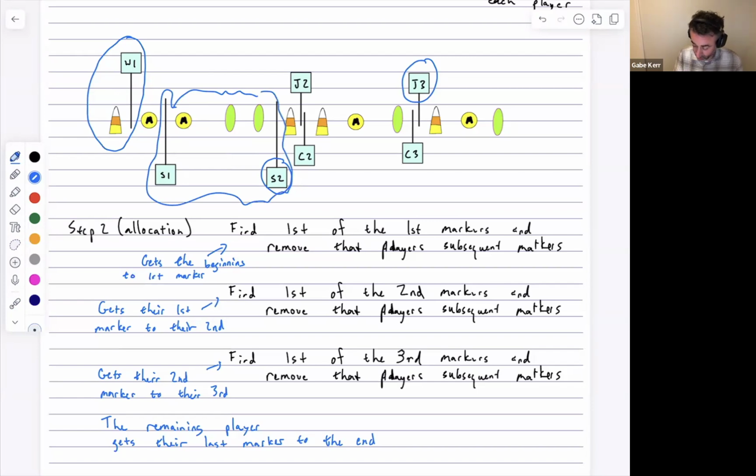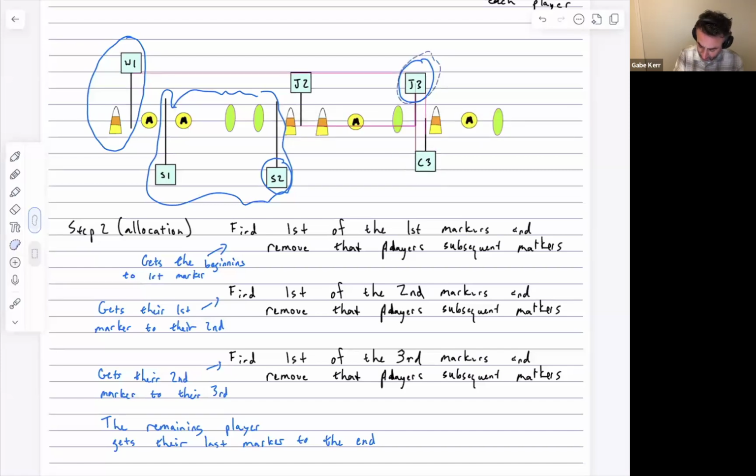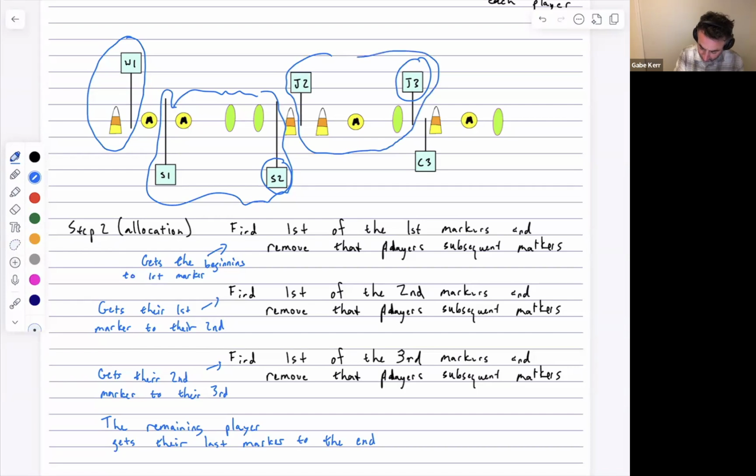And John was the winner of the third. So we get rid of Charles as second. Anything before that, we're going to remove. John was the winner of the third. And I'm just going to move Charles over, keep it in the same spot. So John is then going to get this portion from his second to his third marker. And then the remaining player, which is Charles, gets from their last marker, which is right here, to the end. This is what Charles gets.